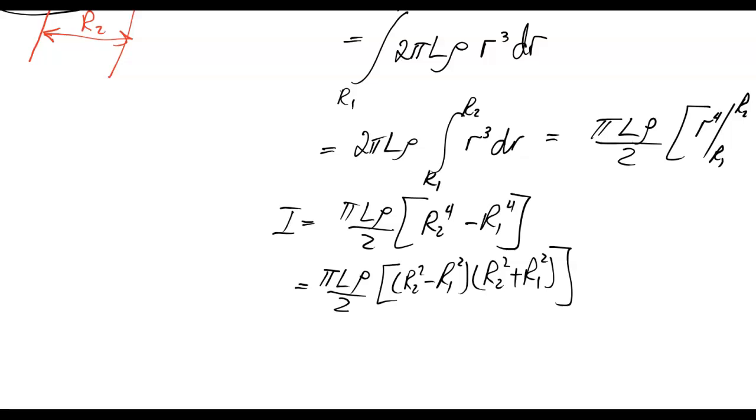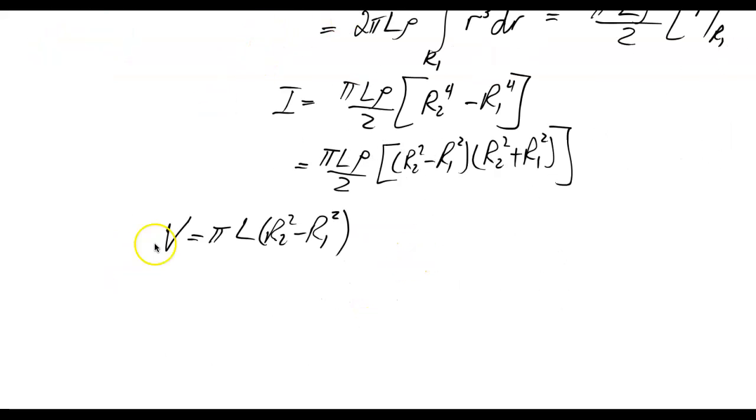And since we know that V, the total volume of the cylinder, is pi L times r2 squared minus r1 squared, then we can say the total mass, capital M, is rho V, which is rho pi L times r2 squared minus r1 squared.